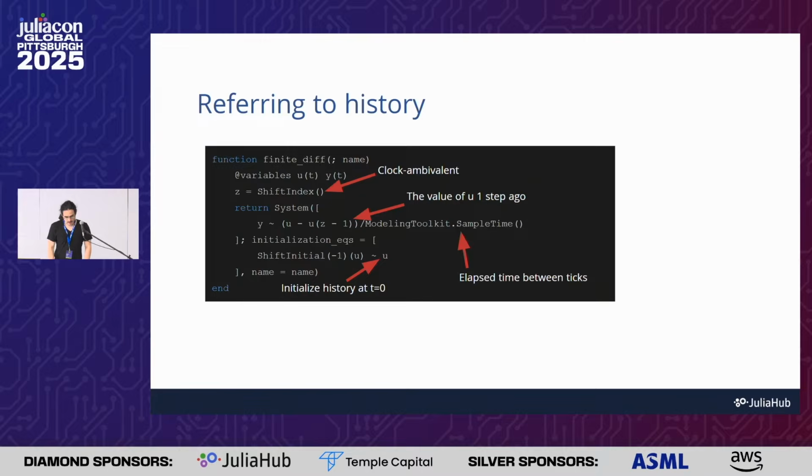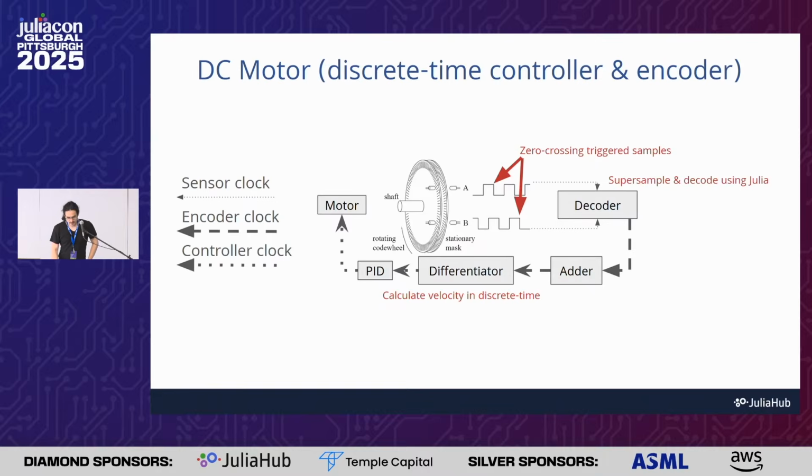We can also refer to history. So here I'm implementing a very simple discrete time finite differencer. So this is your first derivative approximator in discrete time. And here I'm able to say that the slope between these 2 points is the difference between the current value and the previous value divided by the amount of time it took for us to get from here to there. So in the model that I showed you earlier, we have 4 clocks actually.